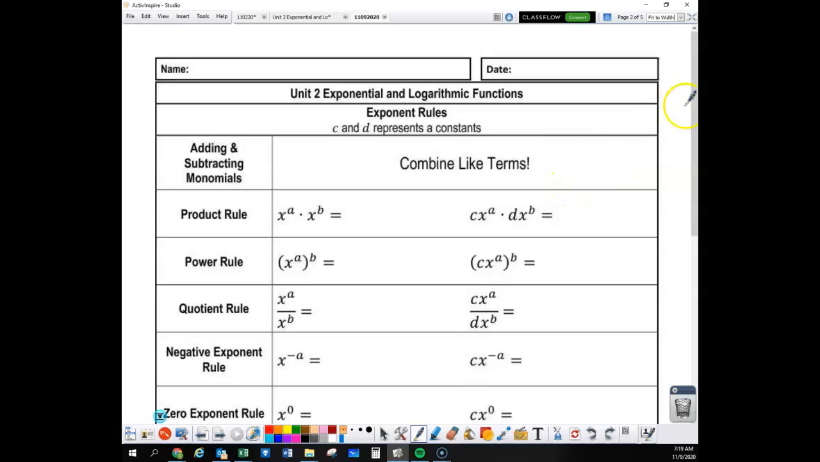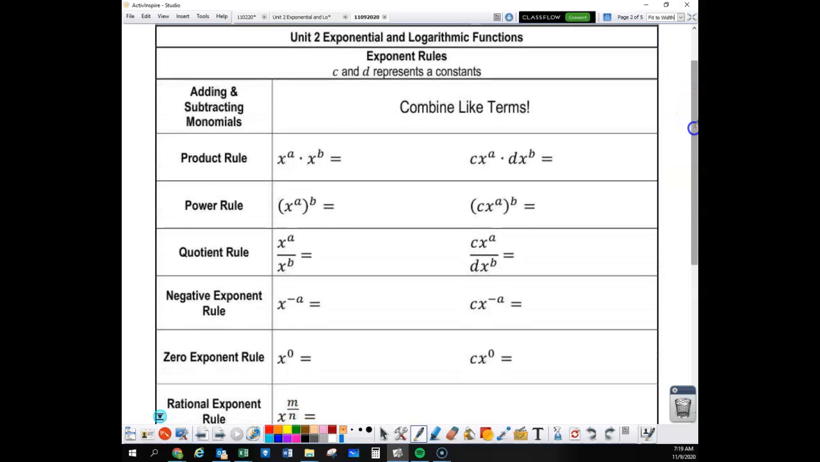So the first thing is whenever you add and subtract monomials, so that's single terms, you're not going to do anything with the exponents, right? That's combining like terms. Okay, so just be careful. Whenever you're adding or subtracting, you do not change the exponents at all.